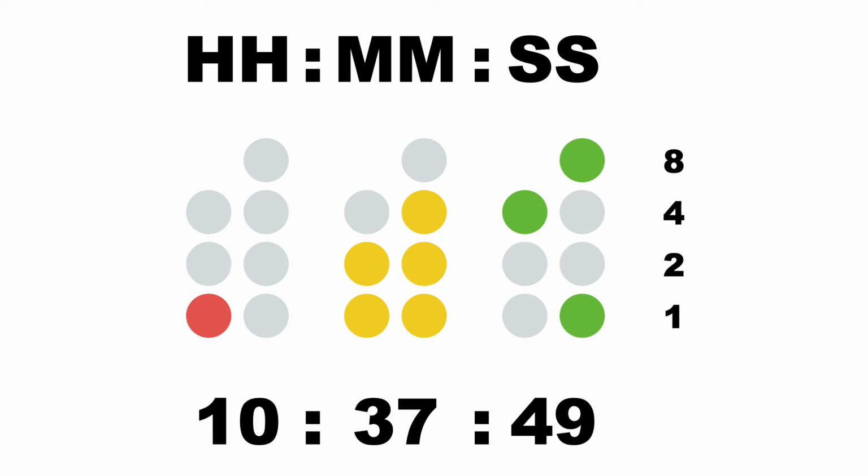So here's one for illustration. In the hours, in the tens column, the number 1 is lit up and nothing in the ones column. So that's 10 o'clock. In the minutes, in the tens column, the 1 and the 2 are lit up. So 1 plus 2 is 3. In the ones column, you have 1, 2, and 4 lit up. 1 plus 2 plus 4 is 7. So it's 37. In the seconds column, the fourth one is lit up in the tens, so that's 4. And then the 8 and the 1 are lit up, so 8 plus 1 equals 9, or 49.